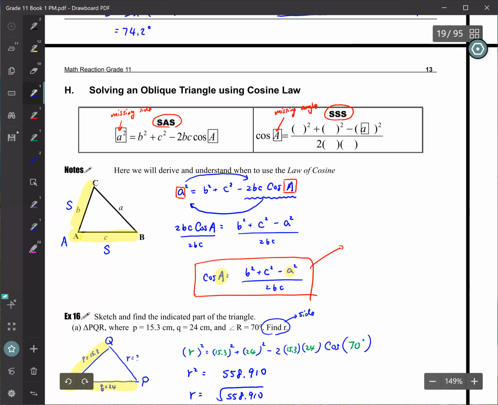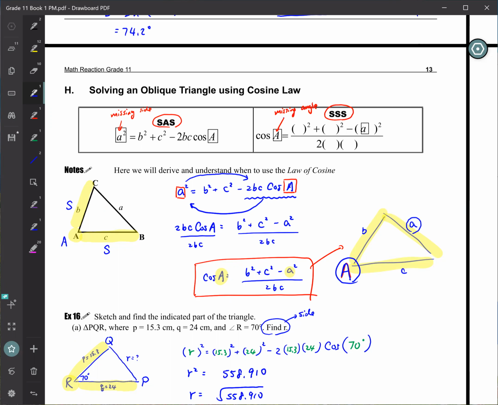okay? If they give you a triangle, they tell you the three sides. So they give you side, side, side, right? They give you all the three sides. And then the angle that you want to find, right? This is the angle you want to find. And then the side a is the one opposite to it, okay? So angle A is the missing one, angle A is the unknown. The small a, small b, small c are the given.